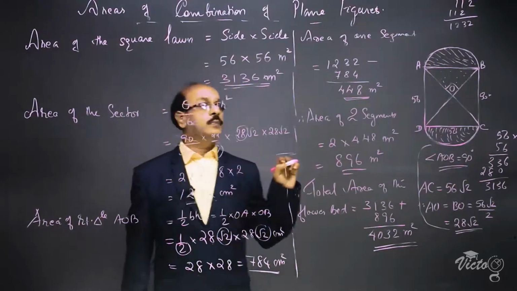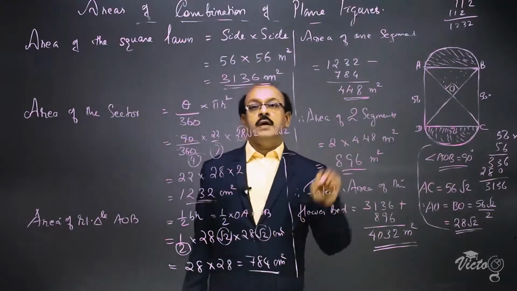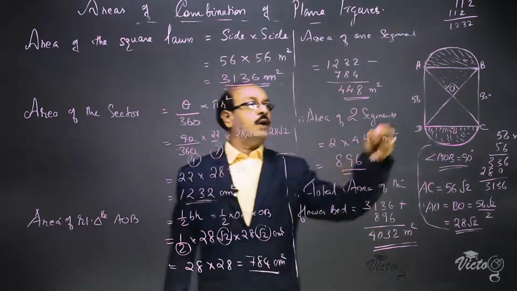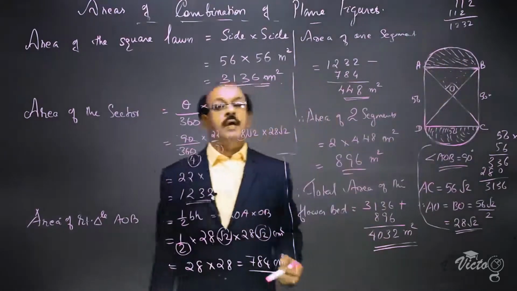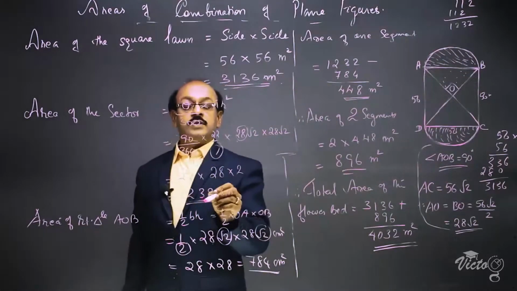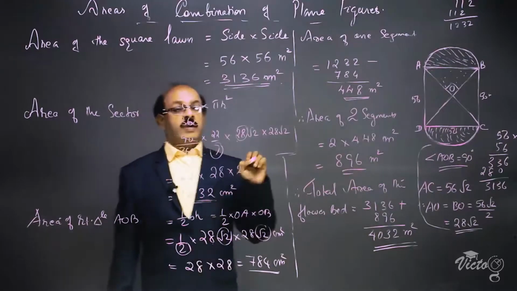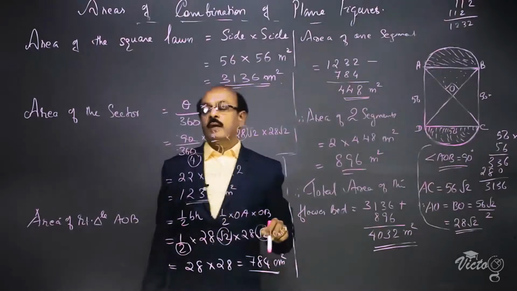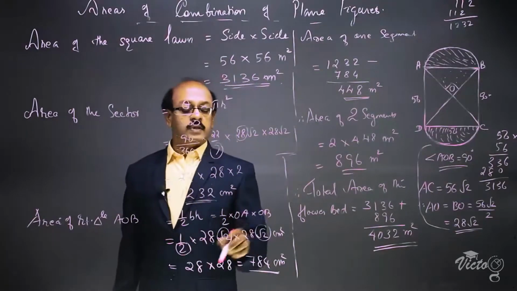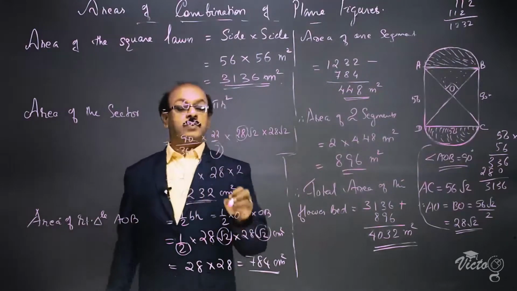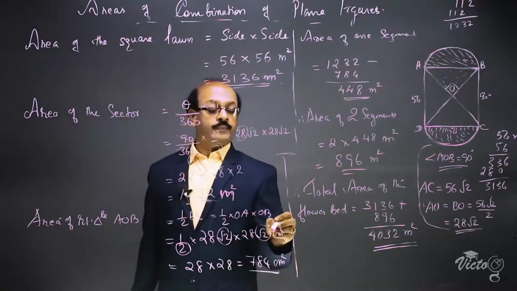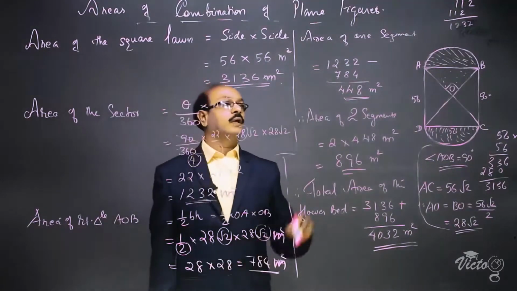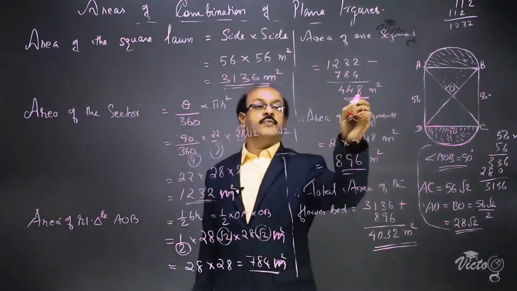So, the method we are adopting here is, first of all, we find the area of the square. It is 3136 meter square. Now, we find the area of the sector AOB. We are getting it as 1232 meter square. Now, we subtract the area of triangle AOB from the area of the sector. Area of triangle AOB is equal to half base into height, which is equal to 784 meter square. Subtracting, we get area of one segment as 448 meter square.